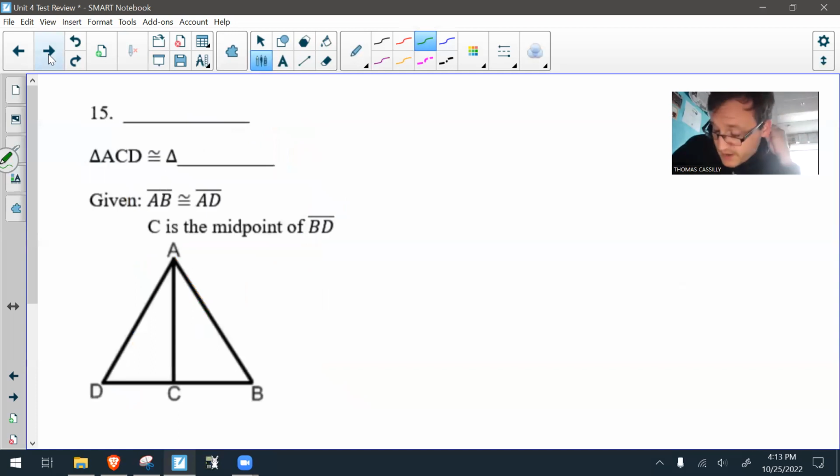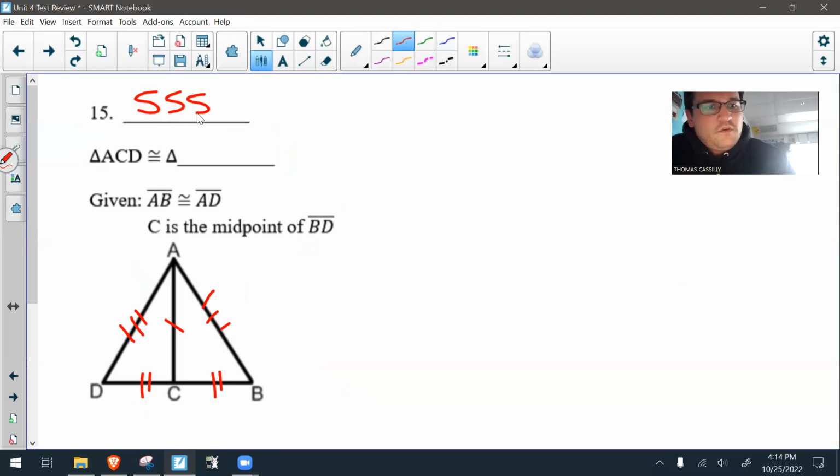Now number 15. Number 15, we have triangle ACD is congruent to something. C is the midpoint. What do midpoints do? Midpoints cut segments in half. C is the midpoint of BD. We have our reflexive side, and then we know AB is congruent to AD. So this one is SSS. So now let's just go in the correct order. ACD is going to be congruent to ACB.